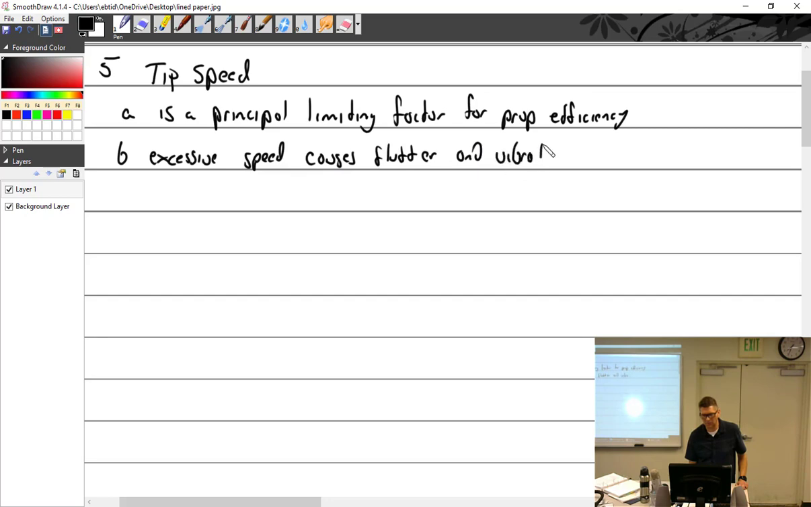Is flutter just when it kind of... Any little heart flutters when you see your girlfriend? It's the same thing.